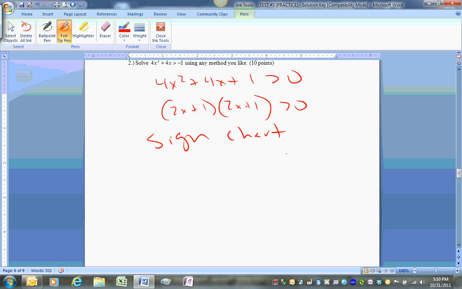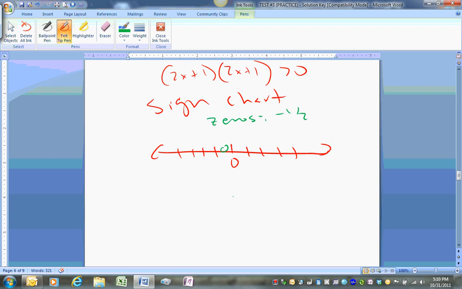Here's how a sign chart works. Put 0 in the middle, make a few tick marks. Find the zeros. Well, in this case, we only have 1 zero, it's at -1/2. And it's non-inclusive, so I put an open circle. And then, in this case, there's only 2 regions, right?